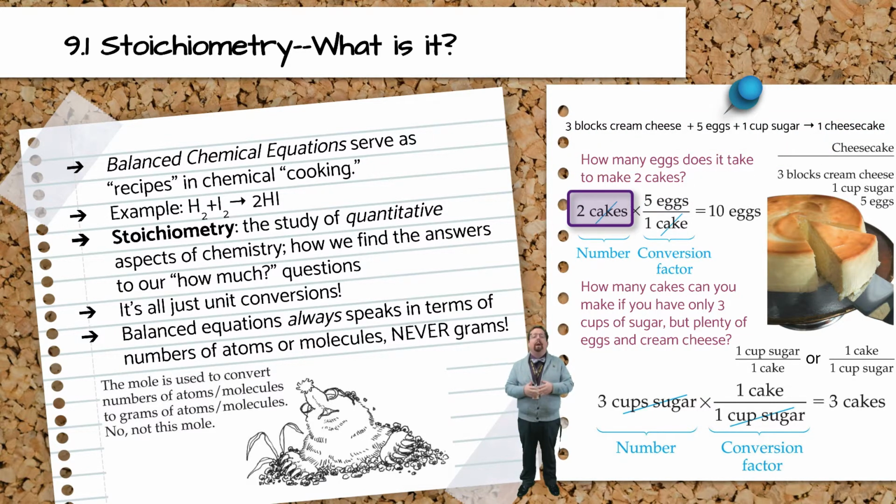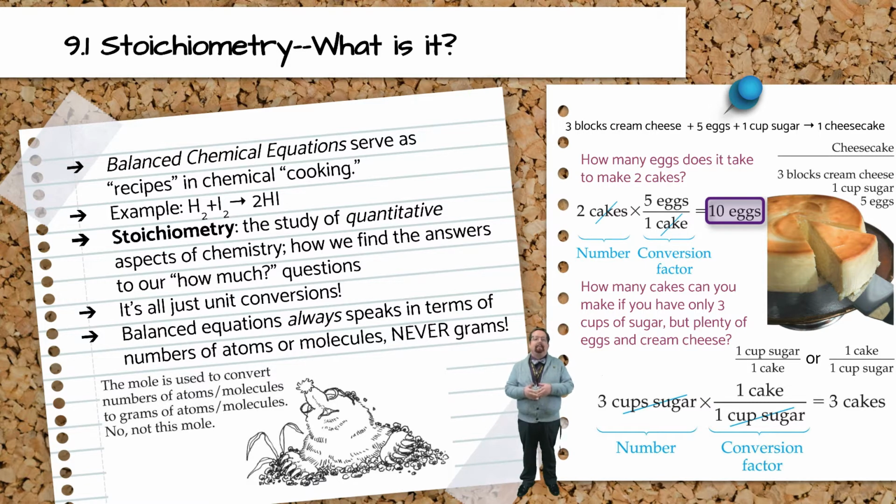You start with the quantity you're given, 2 cakes. We want to convert that from cakes to eggs, so we need a conversion factor for that. According to our recipe, for every 1 cake, it takes 5 eggs. We want to put the cake on bottom so the units cancel out, so we'll multiply our 2 cakes by 5 eggs over 1 cake. This tells us that it'll take us 10 eggs to make 2 cakes.